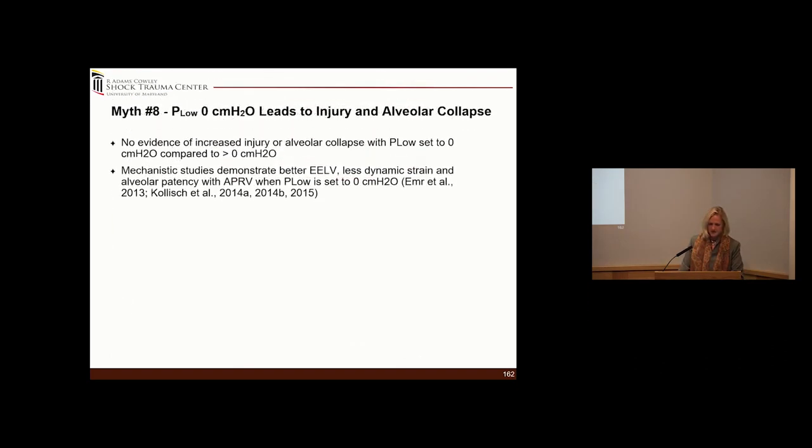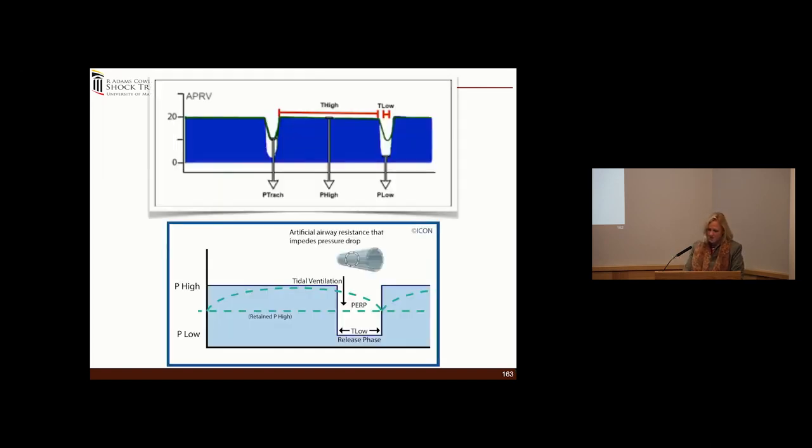Let's see. Myth number 8: that a P low, if we set it to 0. There's a couple of things here. A lot of people see that P low is 0 and say there's no way you can set that to 0. And we even heard this at a lecture: I don't care what you set the T low to, there will absolutely be collapse if you set that P low to 0. And the studies also show that there's less dynamic strain and better alveolar patency when the P low is set to 0.